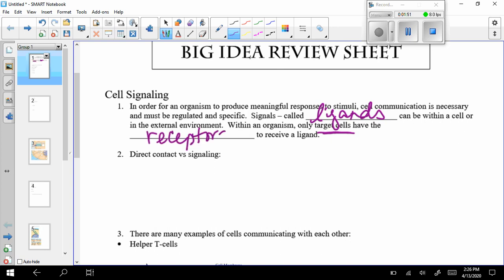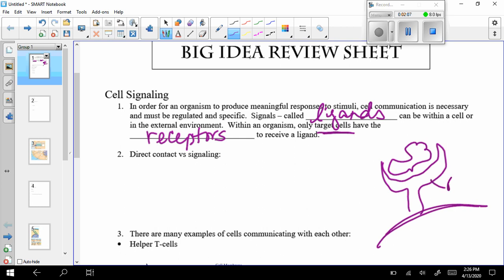So it's all about the shape of the ligand. Let's say it's a protein and it has this totally unique shape. Well, there has to be a receptor on the cell that can actually bind to it and be perfect for it. So here's my cell, this is my receptor, and this is my ligand.